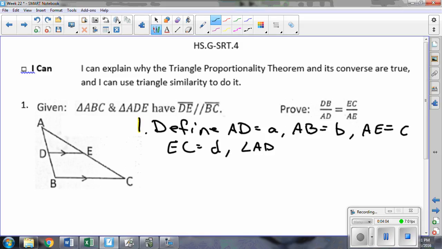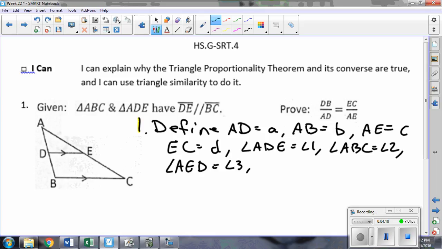Angle ADE, we're going to call angle 1. Angle ABC, we're calling angle 2. Angle AED, we're calling angle 3. And angle ACB, we're calling angle 4. Write them down. Basically, this is A, this is B, this is C, D, angle 1, angle 2, angle 3, and angle 4. We're starting off just by changing some of the notation so it's a little bit easier to work through.